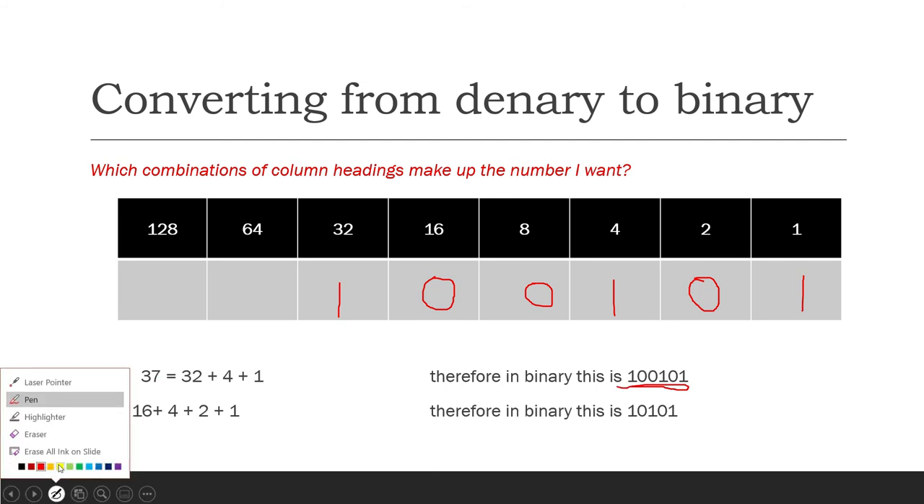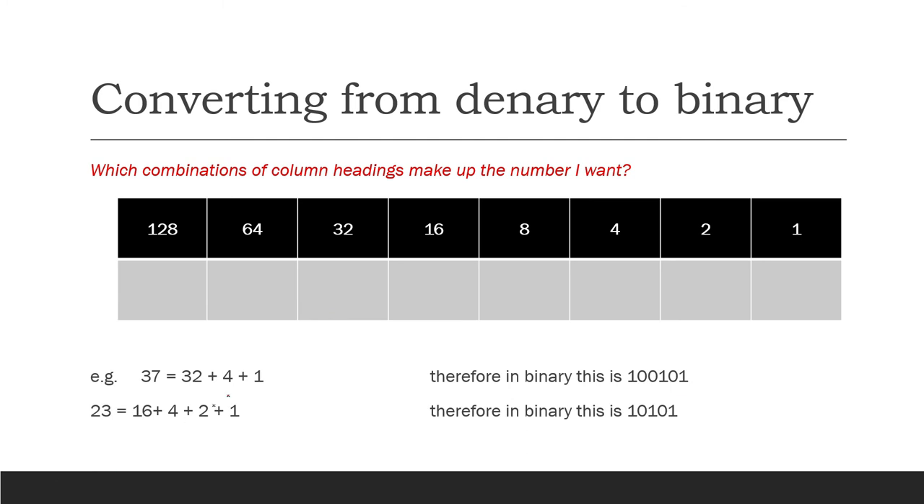If I just erase all the ink there, we'll have another go and look at this one here. If we want the number 23, well, we want a 16, and with that we need a 4. And then we also need a 2 and a 1. If you add those all up together, you get 23. We've got a gap here, so we put a 0 in there, and we end up with 10111, which is this value here. That's the number 23 in binary.